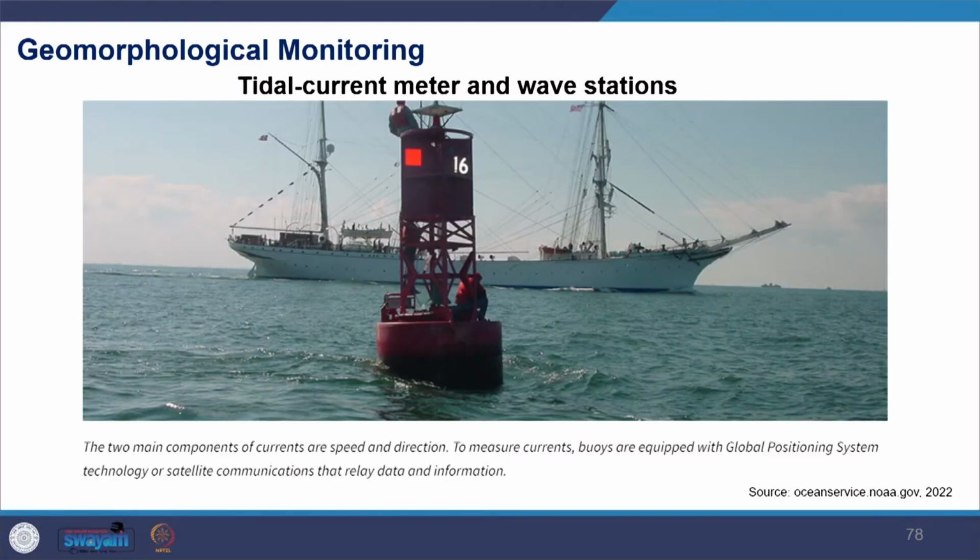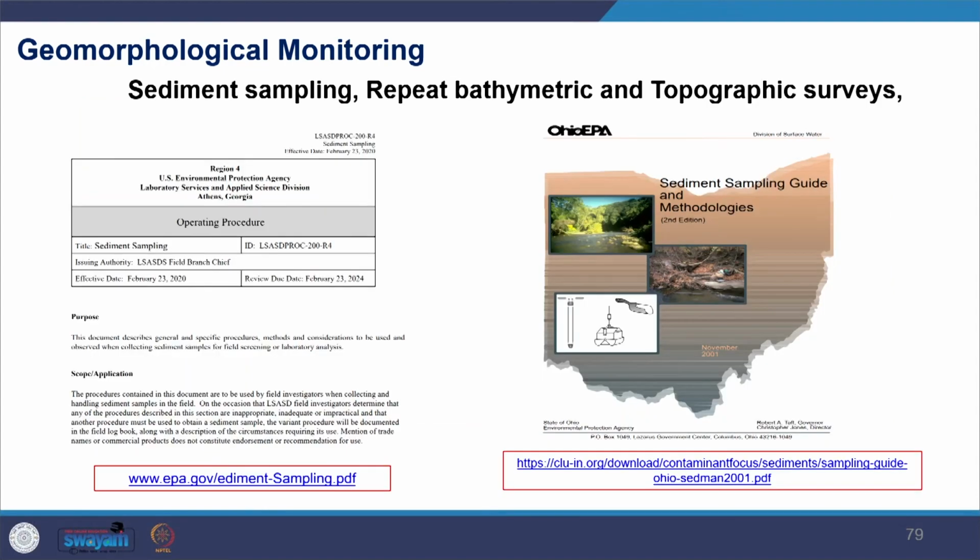You use a tidal current meter and wave station, where you monitor that. You can undertake sediment sampling, and with that, bathymetric and topographic surveys can also be done. And then you also have LiDAR, light detection and ranging, the measurement of distance using laser, and you also have aerial photography which can be used. So in this image you can see a tidal current meter and wave station. I'm also giving you the link. Then you can also see how sediment sampling can be done.